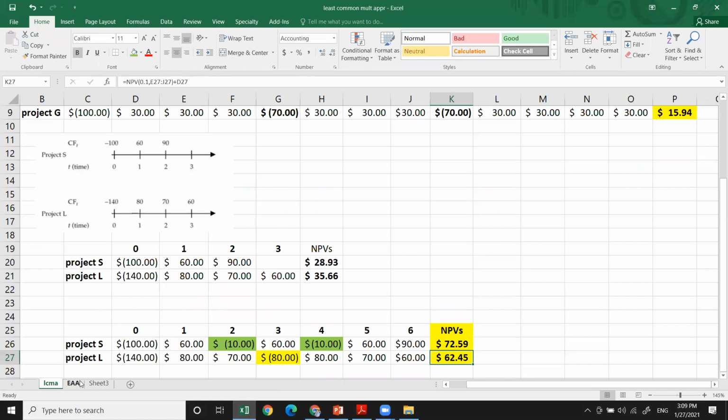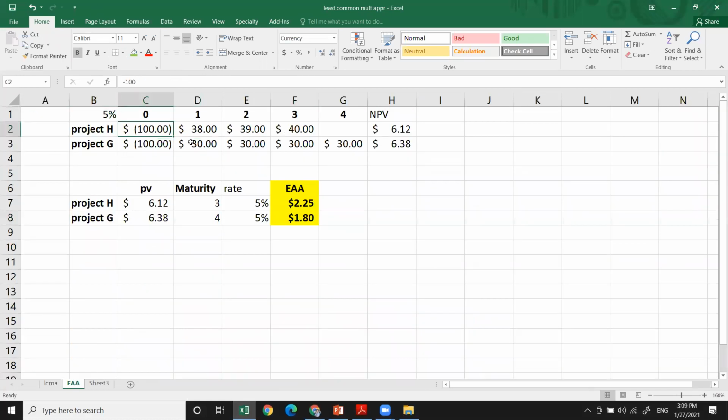Now, we are using the same projects. We calculated NPV, and we know the number of years is different, but to see which one will give you a higher annuity, you will go with that. My present value, my NPV, is the present value of cash flows subtracted from the investment cost. The maturity is 3 and 4 years. The rate is 5%, okay? And now we can calculate the equivalent annual annuity return. We can see that 2.25 is higher than 1.80. So we choose project H.